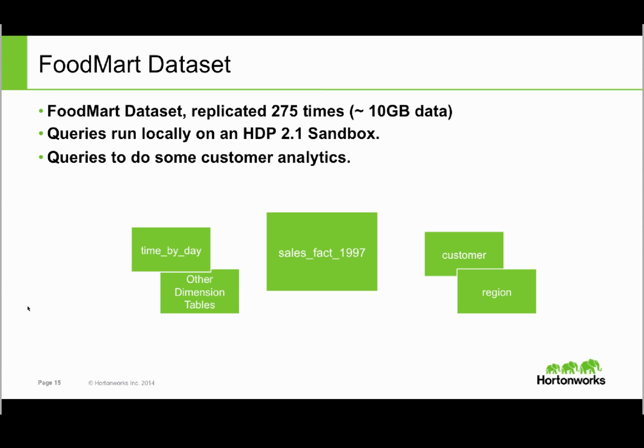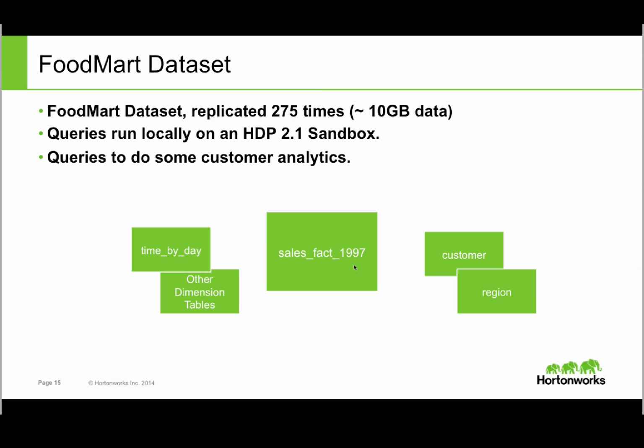So for this demo, I'm going to use a data set called the FoodMart data set. FoodMart is part of the Mondrian package. So if you want to grab this stuff and play along at home, you can certainly do that. The Mondrian data set out of the box is a bit small, so I took it and upsized it. I replicated all the fact data 275 times, so it's about a 10 gig data set that I'm going to be running on my laptop here in an HDP 2.1 sandbox. It's a single node 4 gig sandbox, and I'm going to be crunching on this data. There's a bunch of tables, but the queries I'm going to use hit one large fact table, the sales fact 1997, and I'm going to take advantage of a few of the dimension tables that you see here.